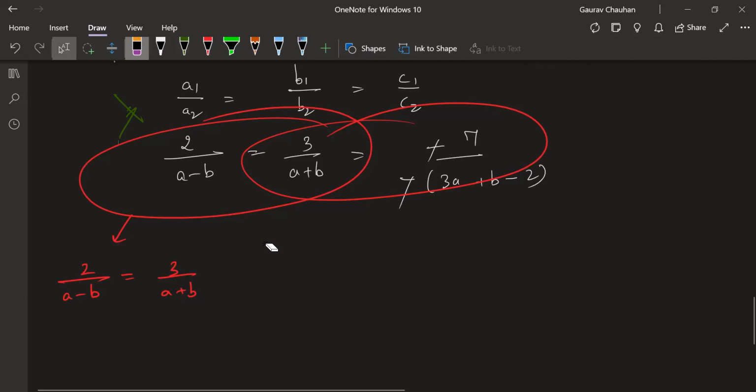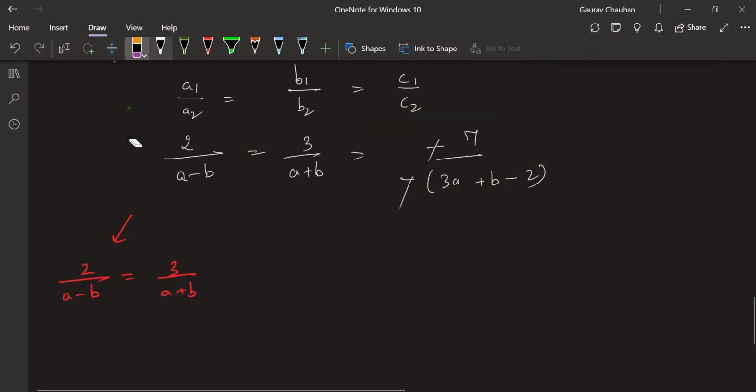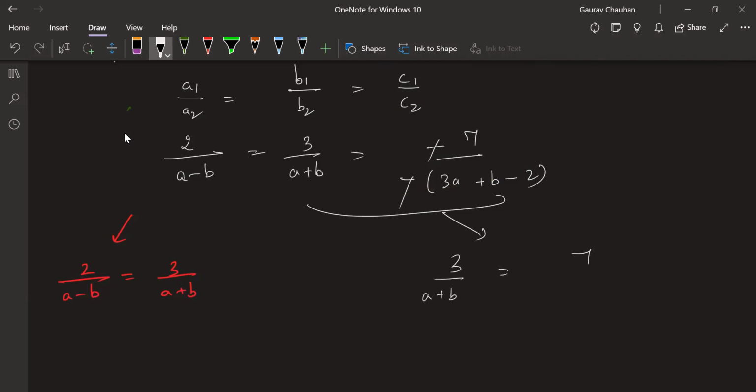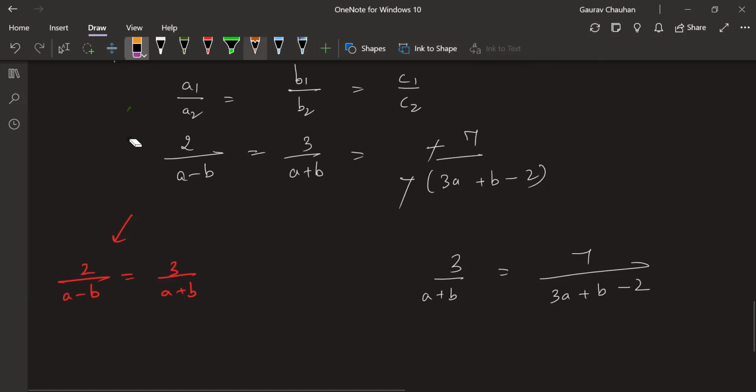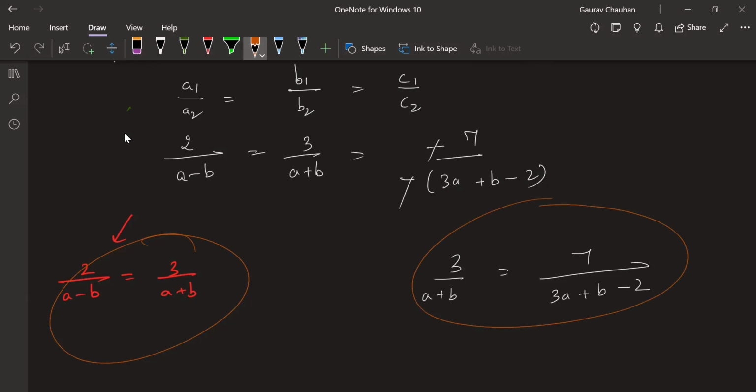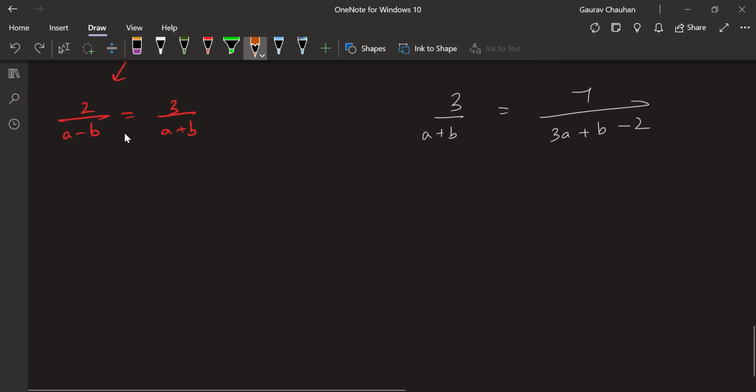So what am I doing now? The first two I'm taking. So I have this, and one more linear equation I'll make from these two: 3 by a plus b is equal to 7 by 3a plus b minus 2. Two equations I have basically. Both equations are in a and b. Two equations in two variables. Can I solve them? That's what I'm going to do. Two linear equations in two variables. How do I know it's linear?